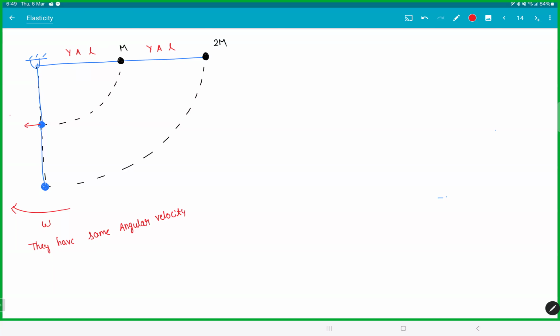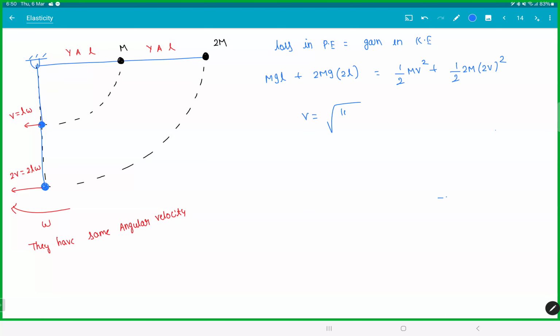So if this one's speed is v, which is L omega, this one's speed will be 2v, which is 2L omega. Loss in potential energy is gain in kinetic energy. So the first one has lost potential energy mgL. The second one has lost 2mg·2L. The gain in kinetic energy is half mv squared plus half 2m (2v) squared. We get velocity v is equal to root over 10gL by 9.